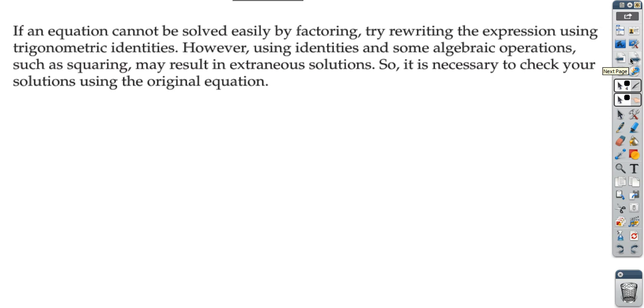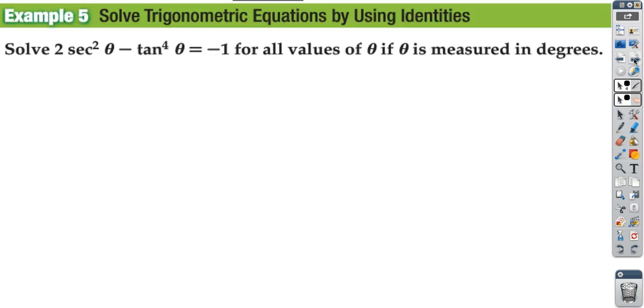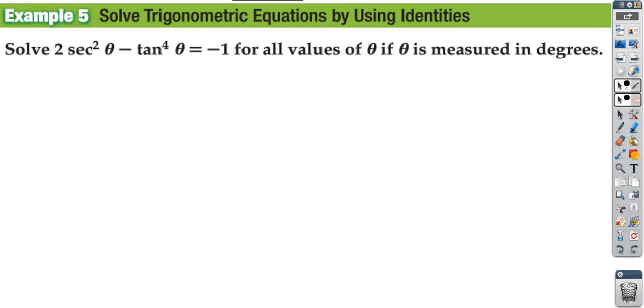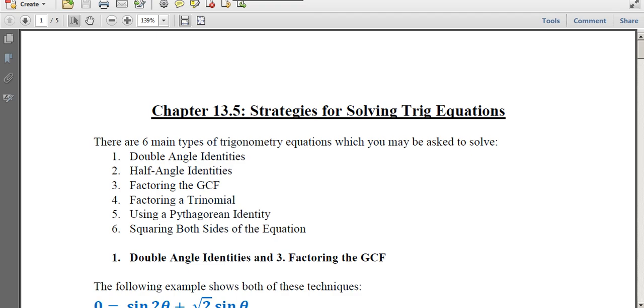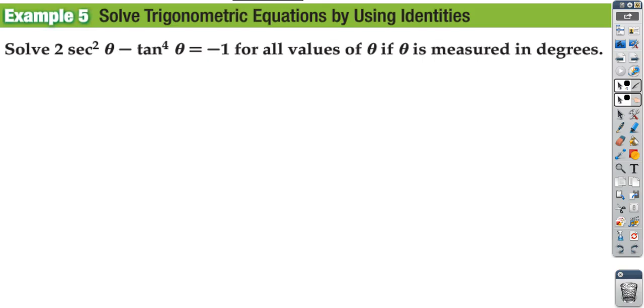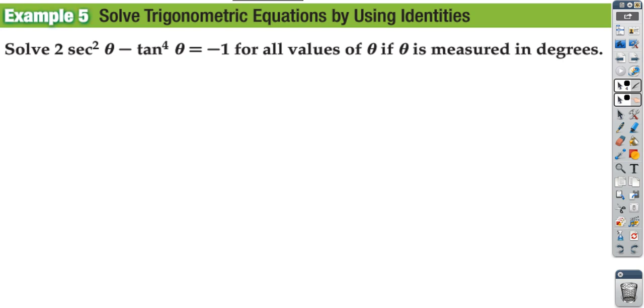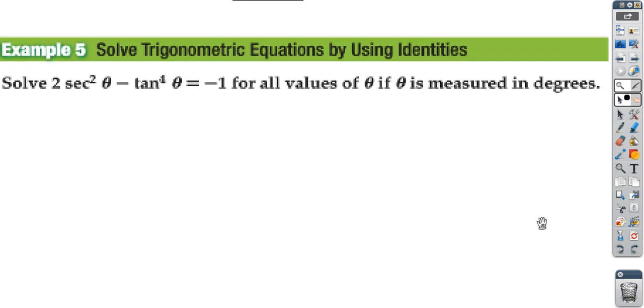Okay, and this is just going to show you, these last couple pages will show you the last couple techniques that we haven't really done. So this is technique number 5, using a Pythagorean identity. How do we know? Because none of the other techniques work. If you go down the list, there's no double angle, there's no half angle, there's no GCF, there's no trinomial. We can't square both sides because things are already being squared here. We don't want to square it even more because you'd have something to the 4th power. So essentially the only thing that would make sense here is to use a Pythagorean identity.